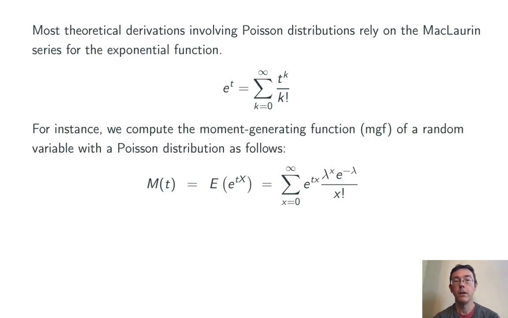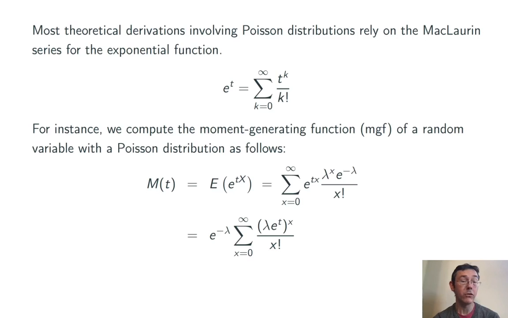For instance, suppose we want to compute the moment generating function, or MGF, of a random variable with a Poisson distribution. We would find the expected value of e^(tX), and so we would plug in to get the sum from x equals 0 to infinity of e^(tx) λ^x e^(-λ) over x factorial. So I'm doing e^(tx) times f(x), that probability mass function.